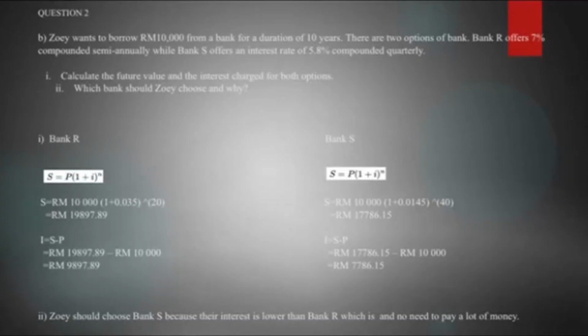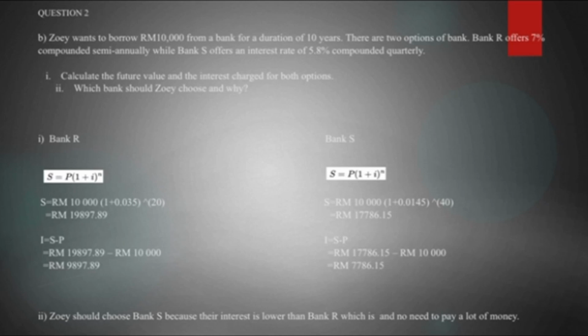Hi, Assalamualaikum. My name is Nurul Firzana Adriana. Today I will explain question 2b. Now let me read the question first. Zoe wants to borrow 10,000 from a bank for a duration of 10 years. There are two bank options. Bank R offers 7% compounded semi-annually, while Bank S offers an interest rate of 5.8% compounded quarterly. The first question is to calculate the future value and the interest charge for both options.